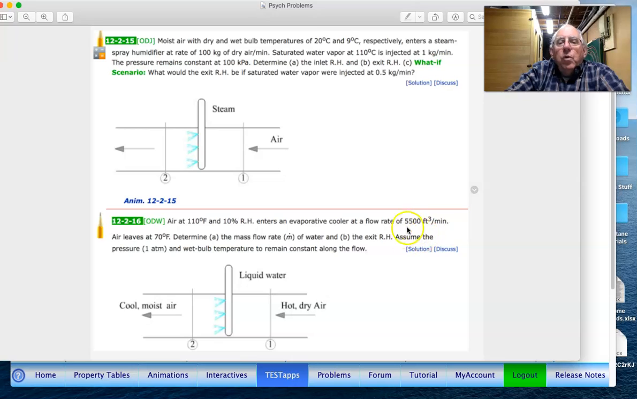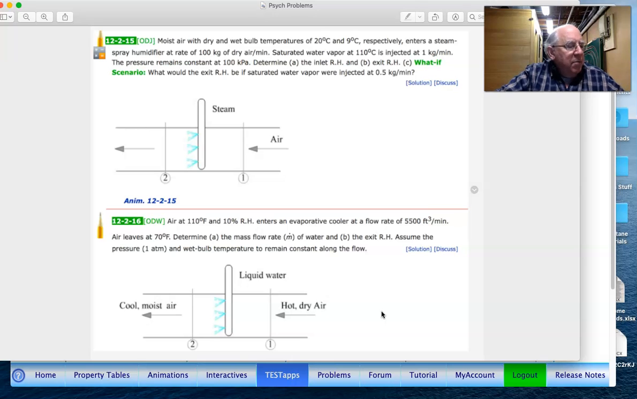One of the things we're going to assume is that the wet bulb temperature remains constant along the flow. So basically this is an adiabatic saturation type of problem where the wet bulb temperature remains constant. On the psychrometric chart, we're following one of those wet bulb lines up that correspond to an adiabatic type of process.